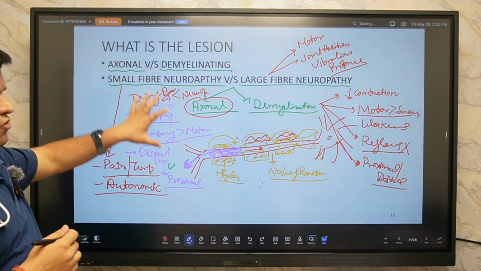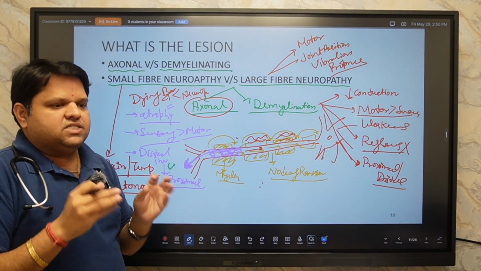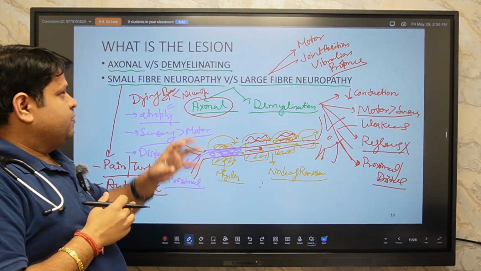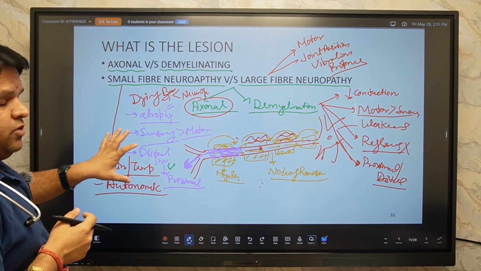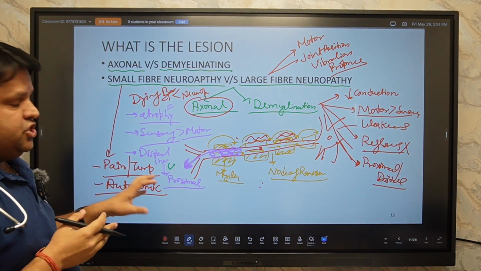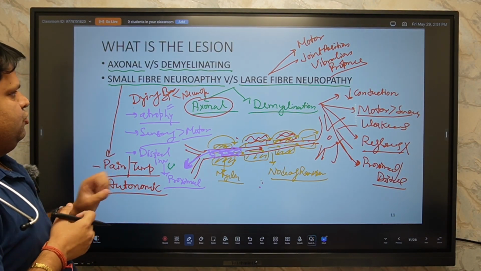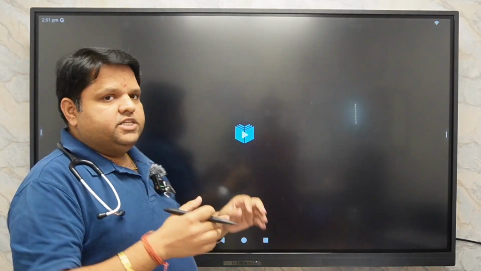In the case of small fiber neuropathy, there are more symptoms like a tingling sensation, paresthesias, numbness, and pain. So painful neuropathy is usually small fiber neuropathy. These have more symptoms of pain and abnormal sensation, paresthesia, and many more autonomic symptoms are seen in small fiber neuropathy. In the case of large fiber neuropathy, there is motor weakness and loss of reflexes.